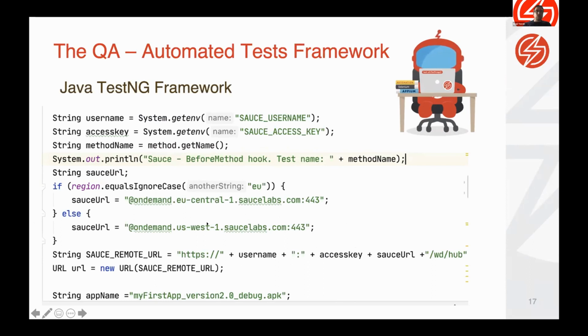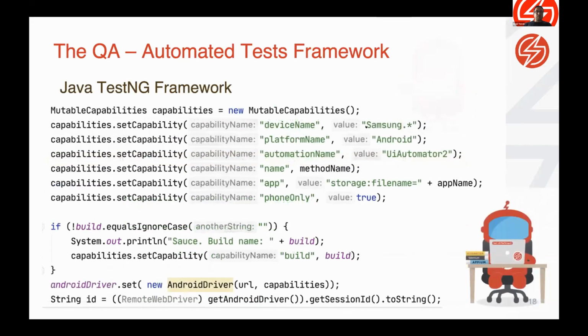This is the URL to connect to run my Appium. Appium is the framework that I use to run my automated test on the cloud. So this is the URL to connect to the Appium servers for the EU data center, and this is for the US data center. And the capability, the first capability is device name. I just want to run my test on any available Samsung device.